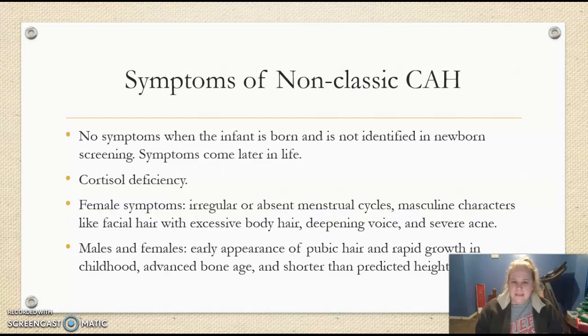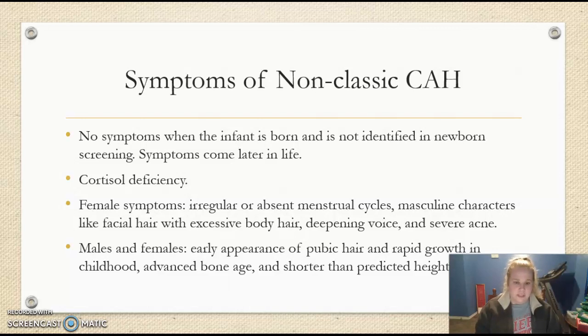Symptoms of the non-classic. There's not a lot of symptoms when the baby's first born. This type cannot be seen with just simple blood tests because all their levels can be normal for the first few years of life, so it's not detected instantly. When they get older and present with more symptoms, that's when they'll get tested.